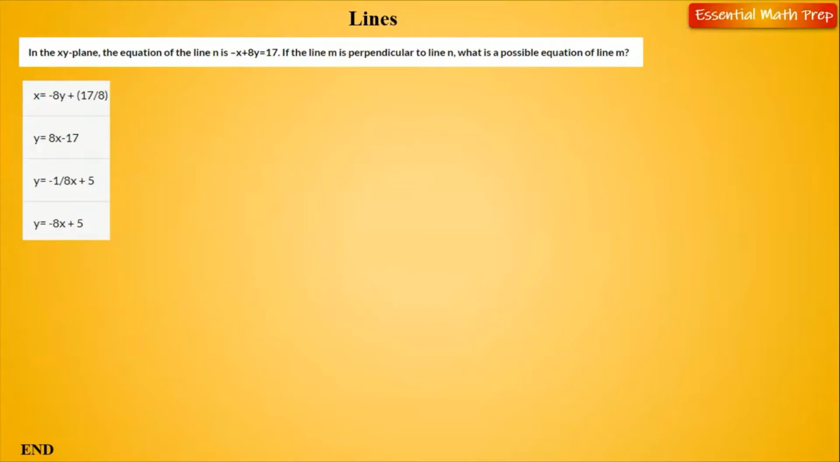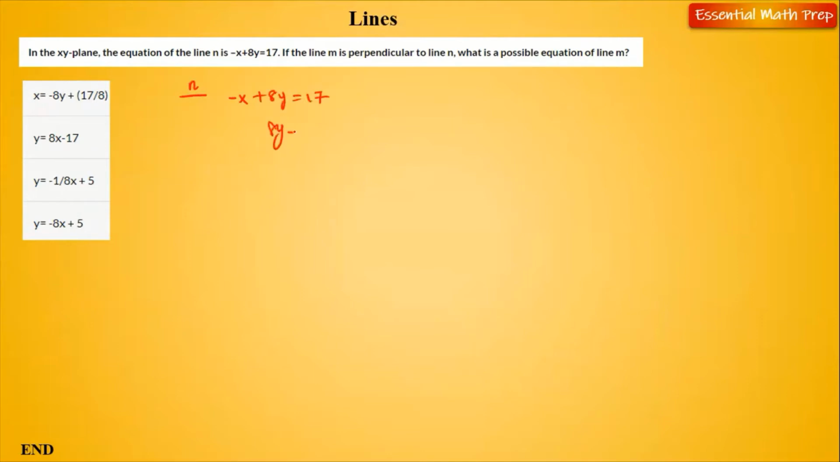All right, this will be the last problem in this video, but we have, I think, 3 or 4 more videos on this topic. So let's finish this one. In the xy plane, the equation of line n is negative x plus 8y equals 17. If line m is perpendicular to line n, what is a possible equation of line m? It's a very straightforward problem. So we have line n, which is negative x plus 8y equals 17.